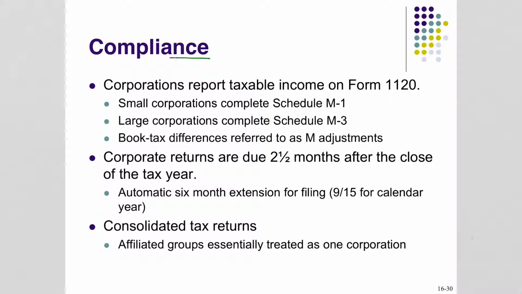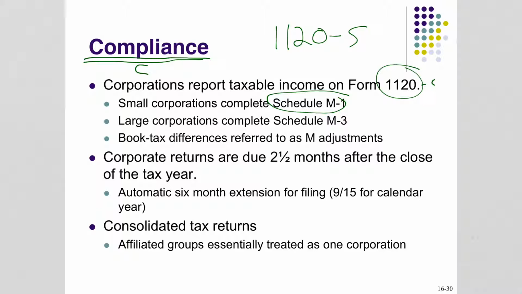This one deals with compliance issues, tax returns that are required. Corporations, these are again C corporations, must report on Form 1120. And just to tell you this, a future scene to be encountered in this course is when we get to the S corporations, it'll be a Form 1120-S. One would think that we make this one 1120-C, but we don't. It's the original 1120. Small corporations do what's called a Schedule M-1 within this form. Large corporations do a Schedule M-3.